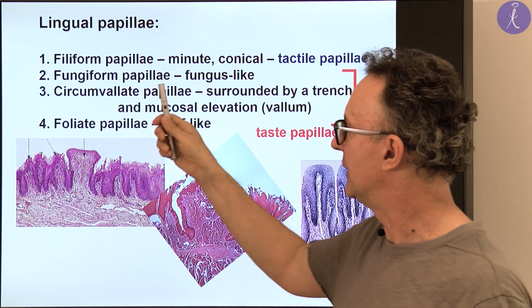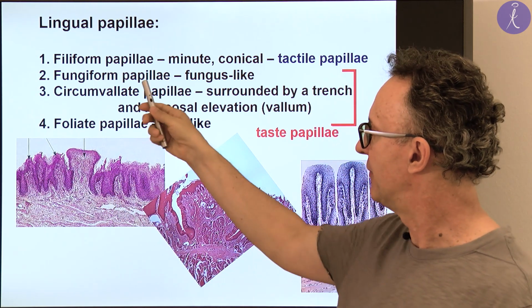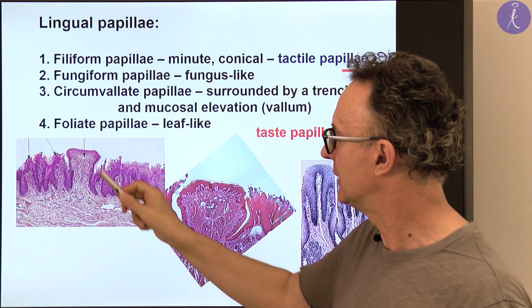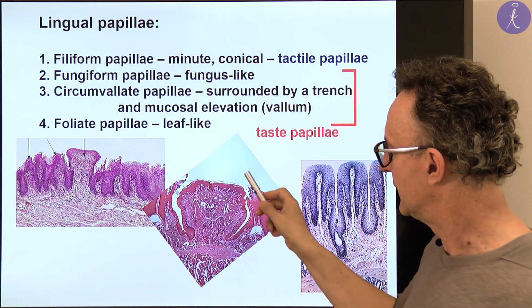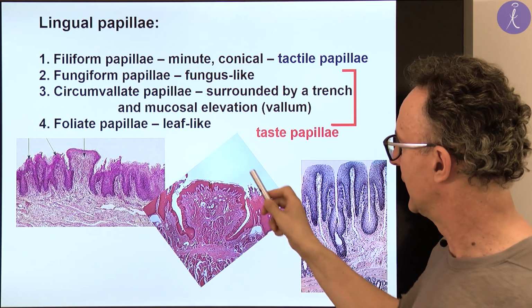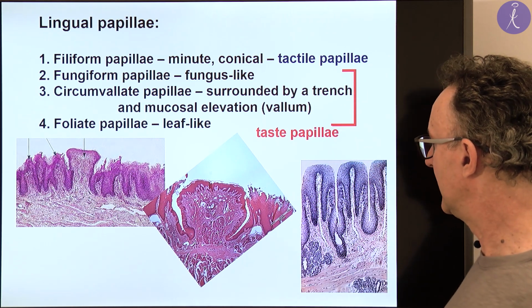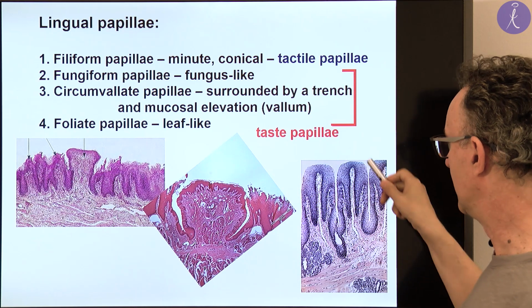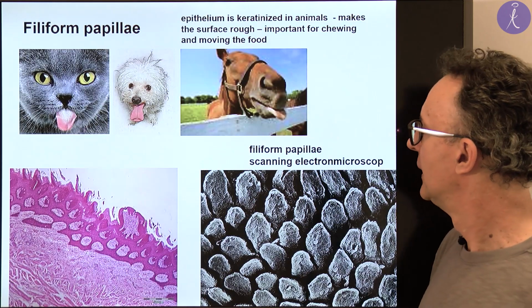The filiform papillae, minute conical papillae, these tiny. The fungiform is a fungus-like. The circumvallate, we saw this previously, is the biggest one with quite a big ditch around. And we have the foliate papillae between 2 deep elevations. I mean depressions, sorry, leaf-like.